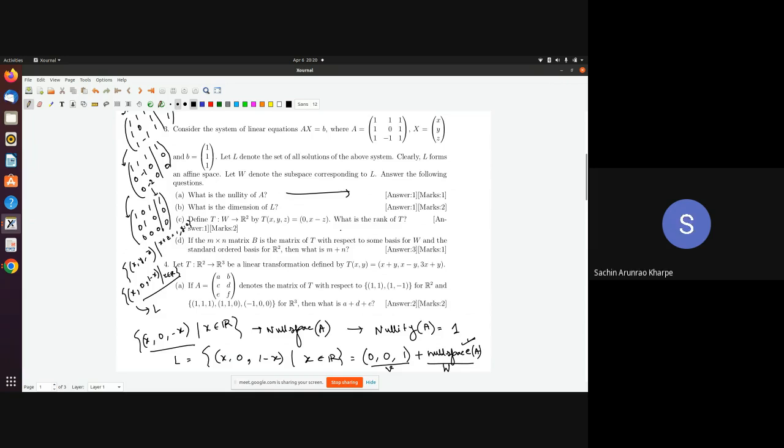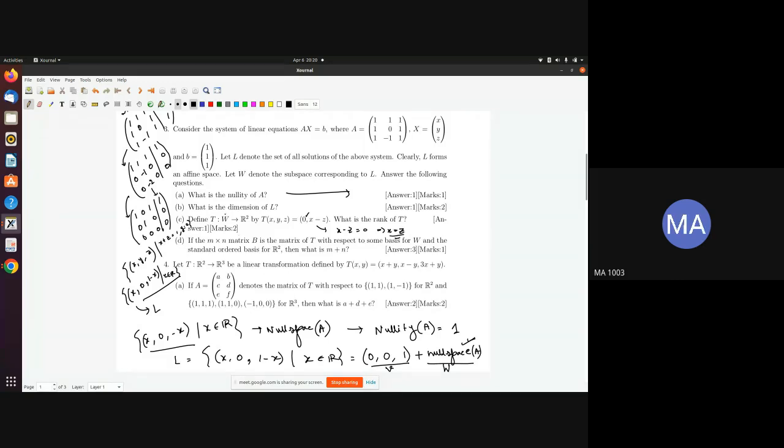Can you tell me what is the rank? Sir, null space of T plus rank of T is equal to the dimension of W. First, tell me what is the null space of T. If you are planning to apply the rank theorem, then you first need to know the null space, right? Those vectors which are going to 0. So the first term is already 0. For the second term, x minus z is 0 when x should be equal to z.